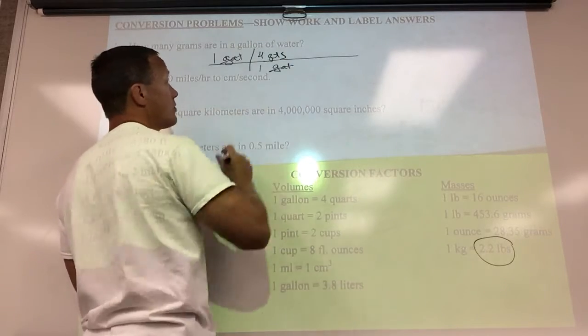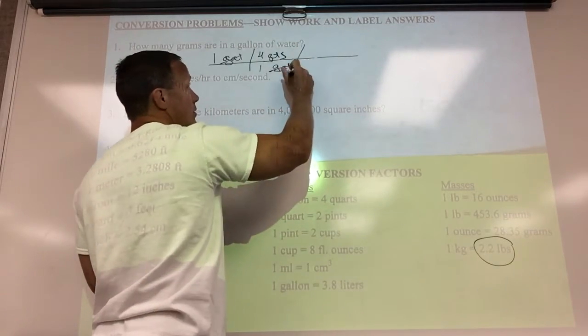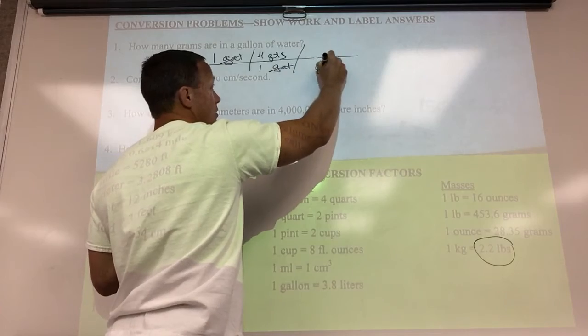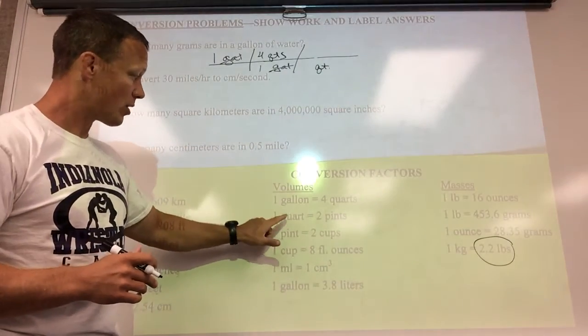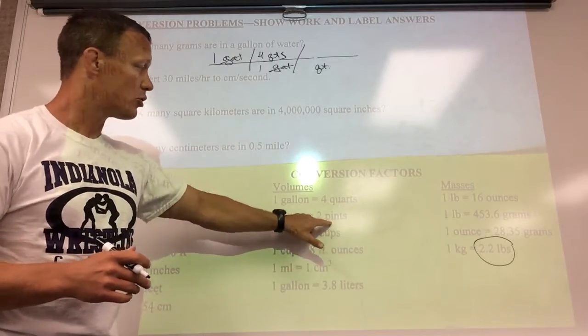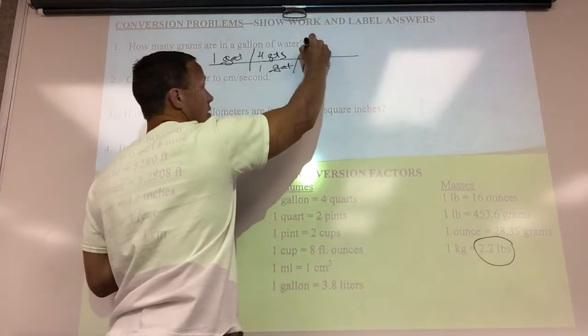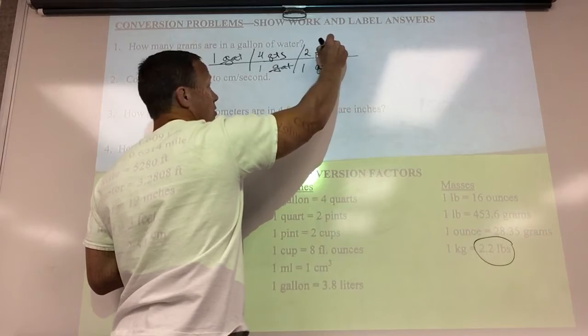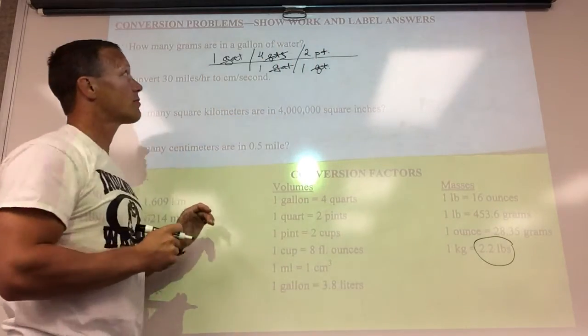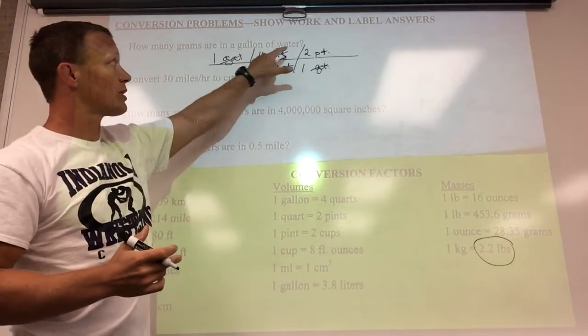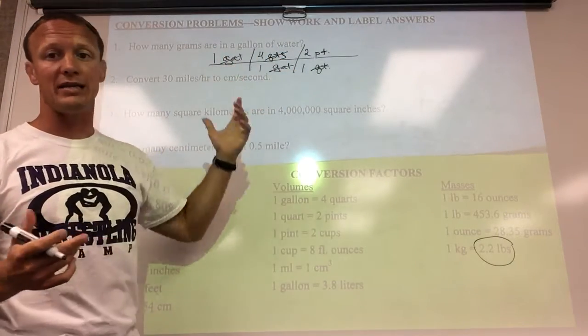That label cancels. We're at 4 quarts right now. Again, this label comes down here. Quarts, not the number, just the label. Pick a conversion here. 1 quart is 2 pints. So 1 quart is equal to 2 pints. That label cancels. So if I was getting an answer right now, I would take 4 times 2, which is 8. That means that a gallon is 8 pints.